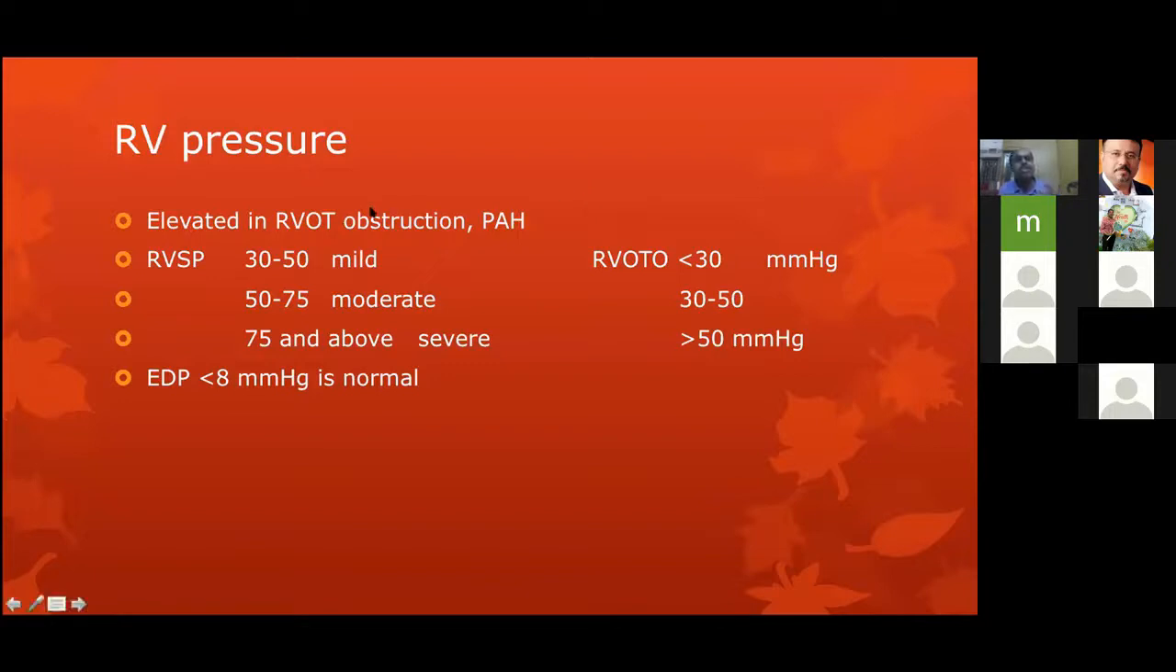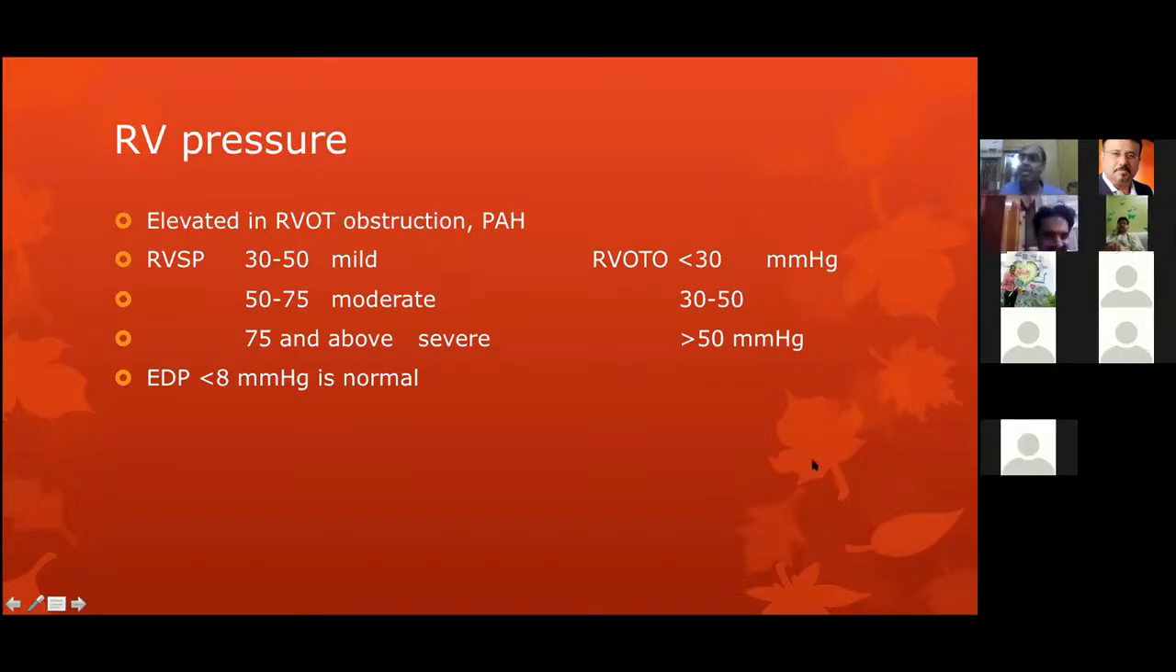Right ventricular pressure in pulmonary stenosis is classified as follows: a gradient of up to 30 millimeters of mercury is mild, 30 to 50 is moderate, more than 50 is severe. And if you are going by right ventricular systolic pressures, up to 30 is normal, 30 to 50 is mild PS, 50 to 75 is moderate PS, and more than 75 is severe PS. Right ventricular end diastolic pressure of up to 8 millimeters of mercury is normal. And if it is more than 8 millimeters of mercury, then it is elevated right ventricular end diastolic pressure.